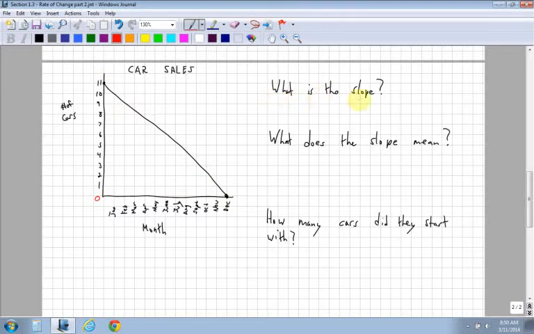And the first thing I say is, what is the slope? Well, can you tell me if the slope is negative or positive first? It's negative, right? Because it's decreasing, it's going down to the right. So it's going to be negative because we know it's decreasing. And what is the value of the slope?